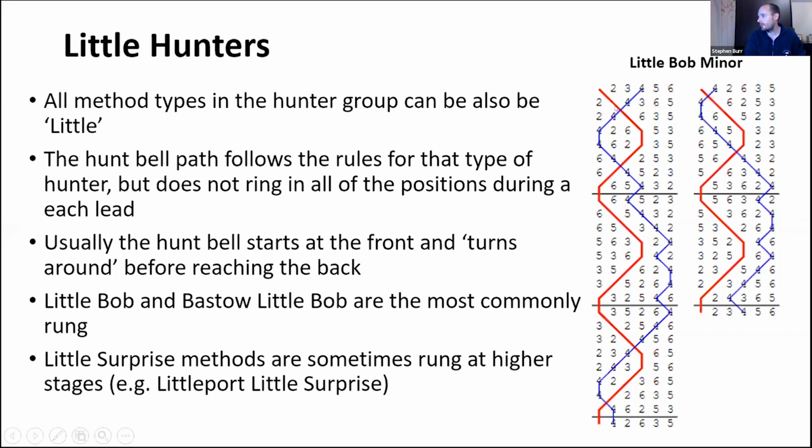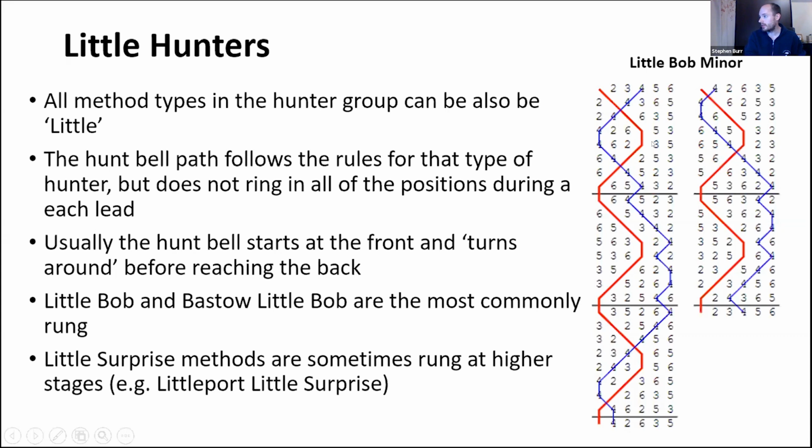So obviously many people will understand what I'm saying because they know Little Bob, Minor or Major or whatever stage, that the treble in this case hunts out to fourth place. Instead of going all the way out to the back, it then makes its place in fourths and goes down to lead. You can see that the hunt bell here is following the rules for a plain hunter method.